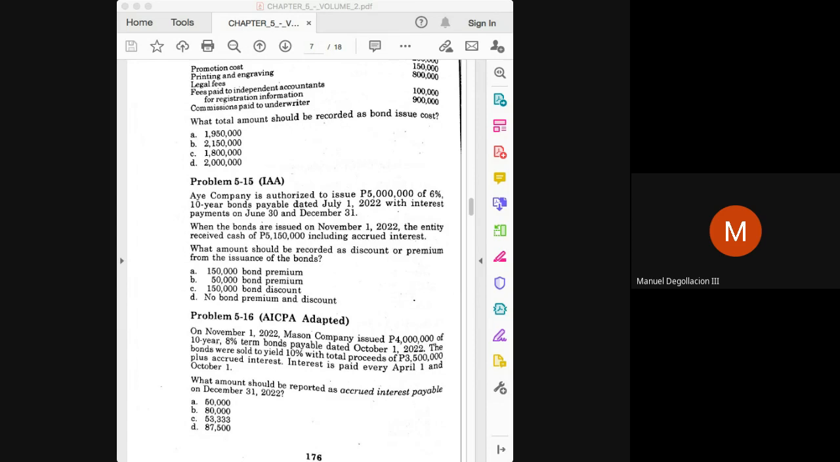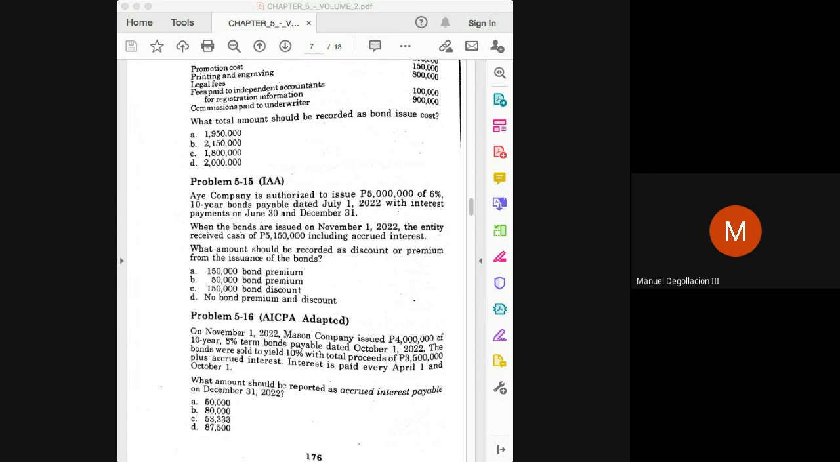That is 5,150,000 minus the accrued interest of 100,000. So the price then was 5,050,000, and since we know that the face value of the bond is 5 million, then we would know that the price was greater than the face value by 50,000. And as mentioned earlier, if the price is greater than the face value, then the bond is considered to be issued at a premium. So the answer here would be 50,000 bond premium.